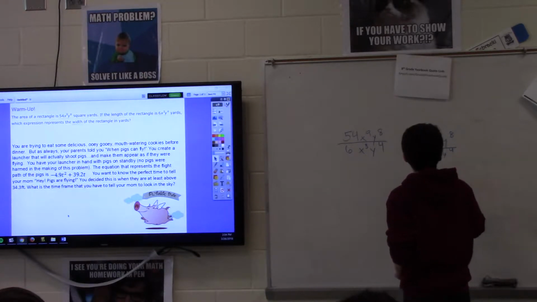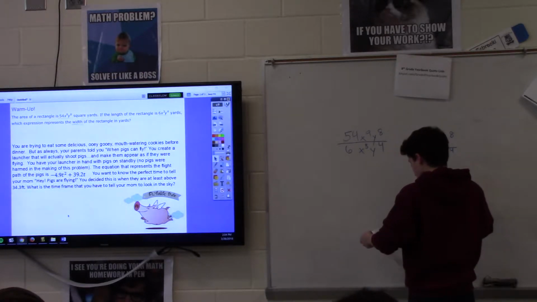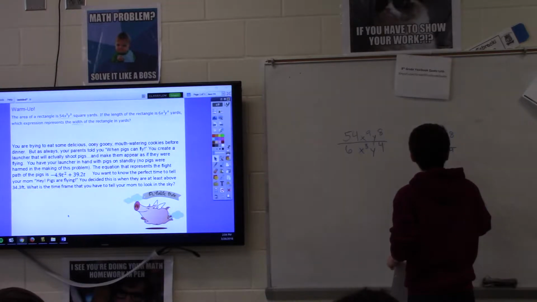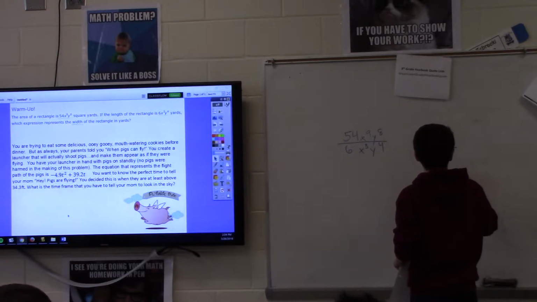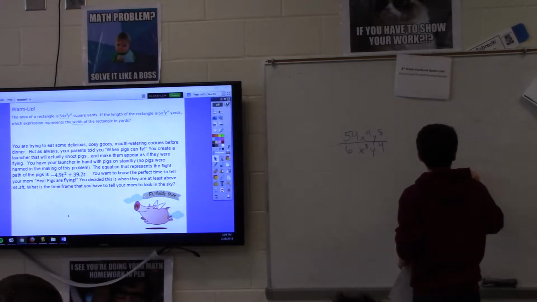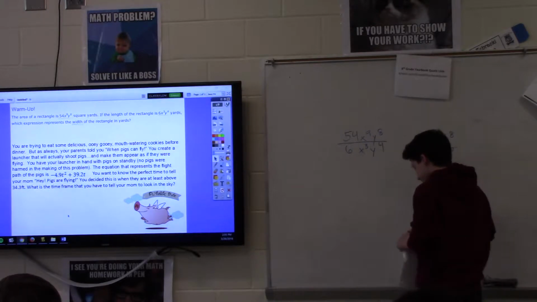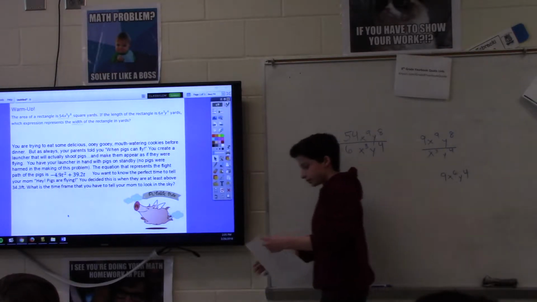Also remember, if you don't want to remember a rule, you can just think, all right, I have 9 factors of x in the numerator, I have 3 factors of x in the denominator, and start simplifying them that way. So 9x^6y^4. Good job. That's it.